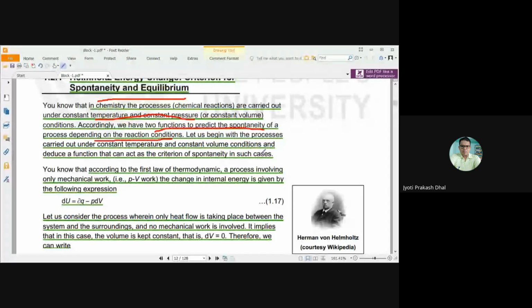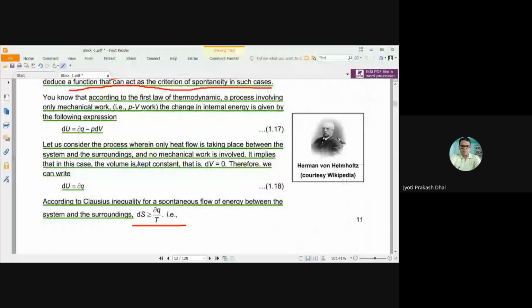Now let us begin with the processes carried out under constant temperature and constant volume conditions and deduce a function that can act as a criteria of spontaneity of such cases. And again we should remember, according to the first law of thermodynamics, a process involving only mechanical work and the change in internal energy will be given by dU equals dq plus P dV, but here a negative sign is there as we are considering expansion work.